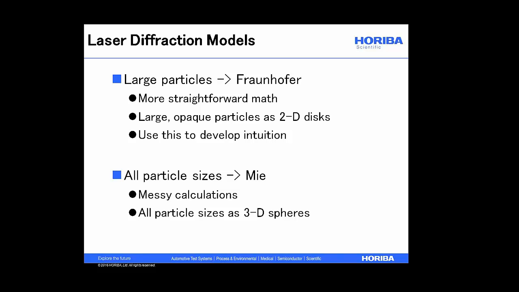A much more general approach is Mie scattering. The calculations are very messy, and you do need a computer, and it takes even a noticeable amount of time on a computer to make the calculations. The model is valid really for all particle sizes and treats the particles as three-dimensional spheres. So we have the Mie model, which is three-dimensional, which actually thinks about what's happening inside the particle, and the Fraunhofer, which treats it as two-dimensional and doesn't really think about what is happening inside the particle.